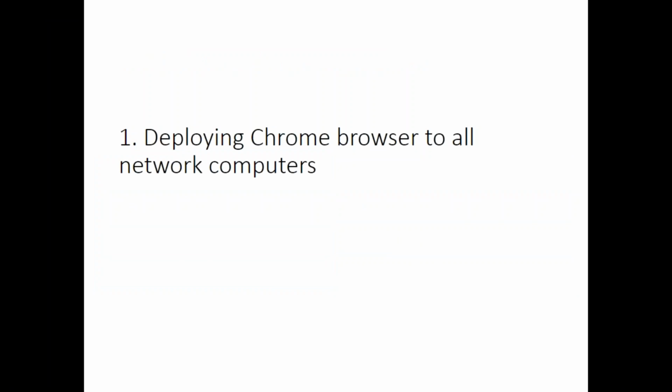Let's get into the actual scenarios which we face in our real-time environment and how to leverage Desktop Central to overcome those. My first requirement is deploying Chrome browser to all the network machines. Let me imagine I'm John. I'm working in my company. I've been requested to install Chrome browser to all my network machines by my manager. Let's see how I can achieve this using the Desktop Central product.